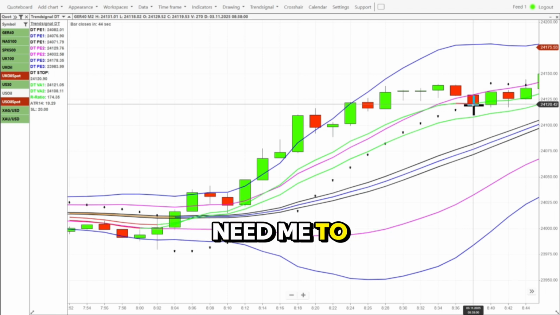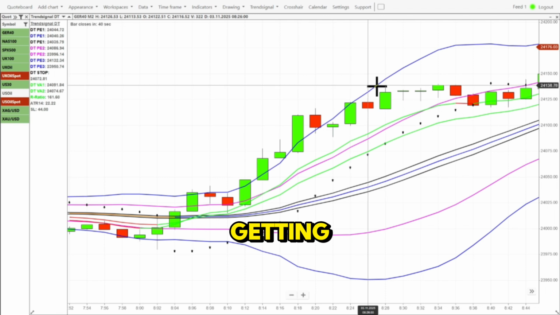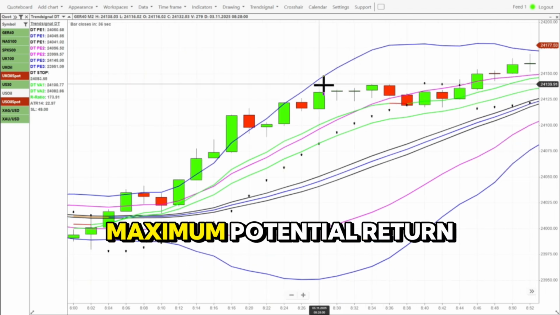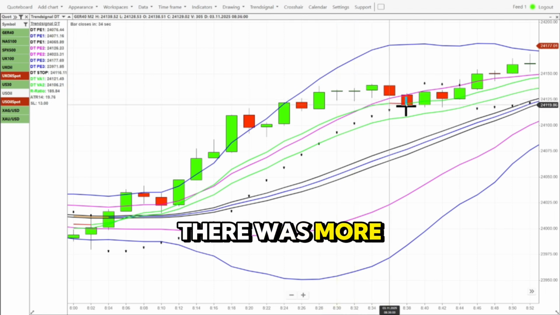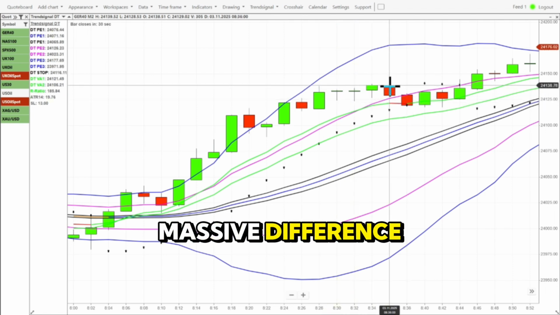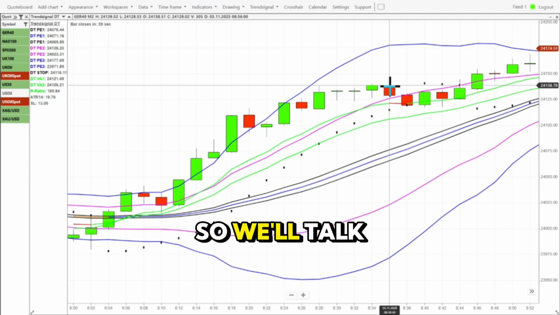You probably don't need me to go through too many examples to show how big that ends up getting. Now, there are two things to consider in this as well. There is the maximum potential return. There was more distance to take into account before this black arrow. In this case, it's not a massive difference, but sometimes that can be a big difference. So we'll talk about that later in the session at 12:30.